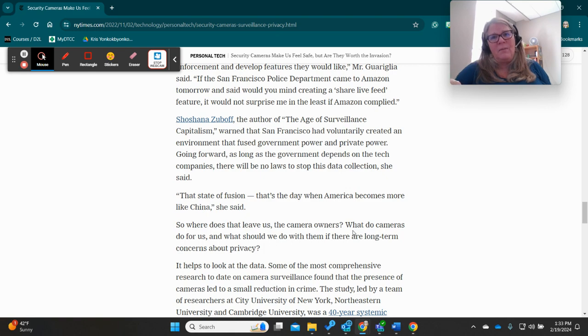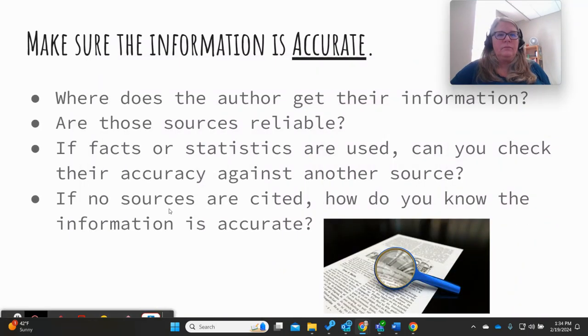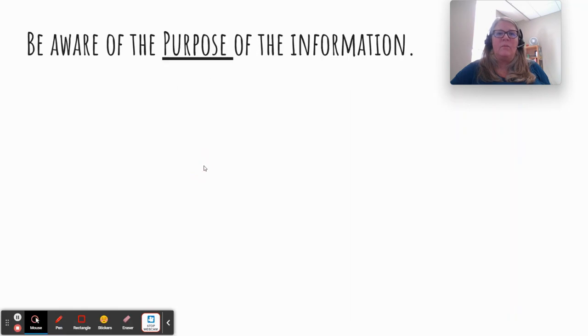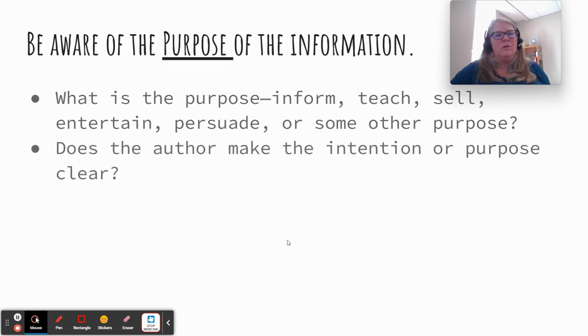If you need help with that, let me know. That's one of my frustrations with CRAAP. So we just got to figure it out. All right. So where are they getting their information from and does it seem accurate? The last thing we're looking at is the purpose of the information. So what is the author trying to do?